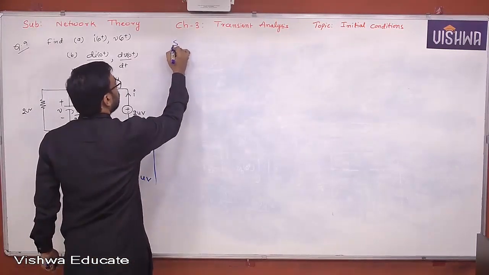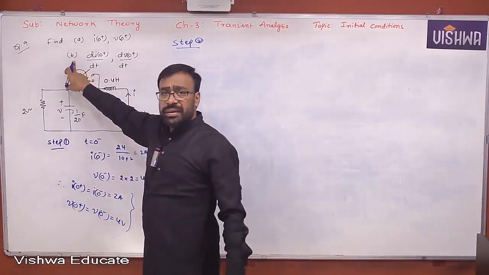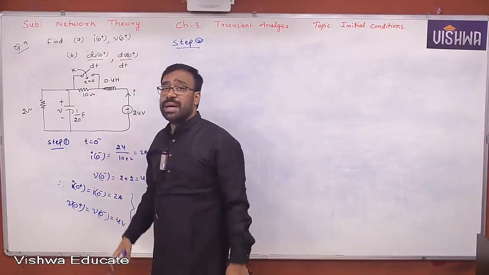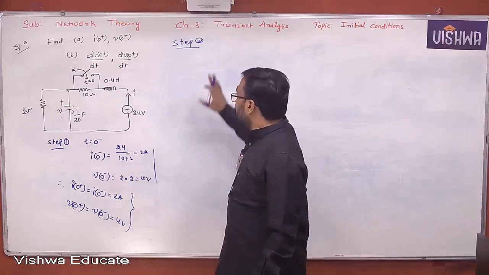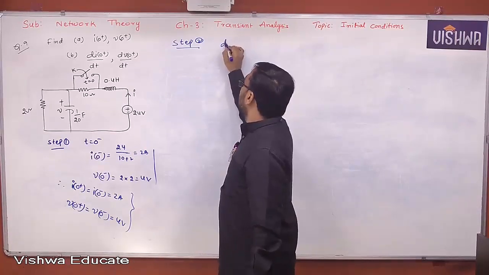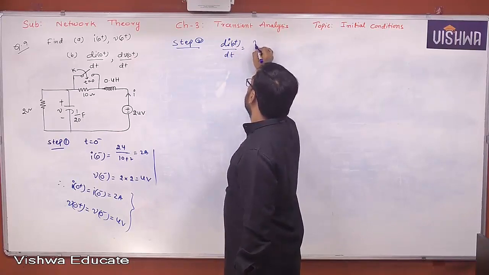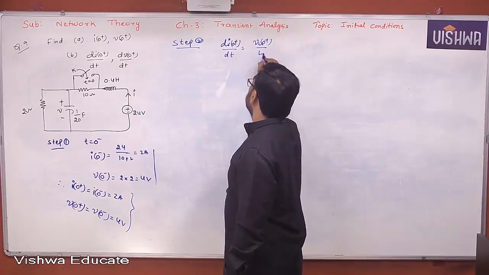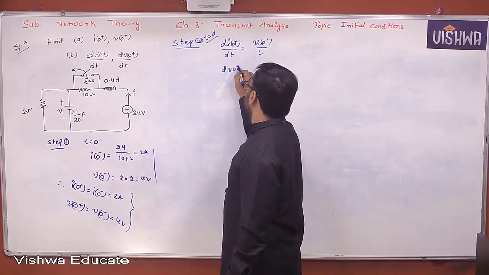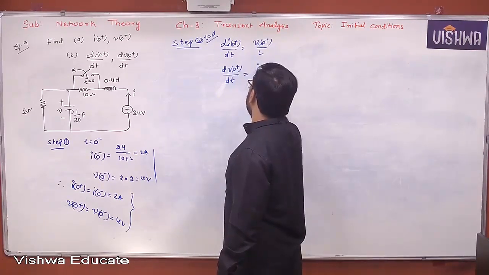Step 2. Why do I need to go for step 2? It is only for the sake of question B. For A, you don't require it, because directly he is asking current through inductor and voltage across capacitor. Step 1 itself you will get the answer. But I am going for step 2 for the sake of the first order derivative terms. Because di of 0 plus by dt is nothing but VL of 0 plus by L. Okay. So now let us go for step 2, t equal to 0 plus. dV of 0 plus by dt is nothing but IC of 0 plus by C.